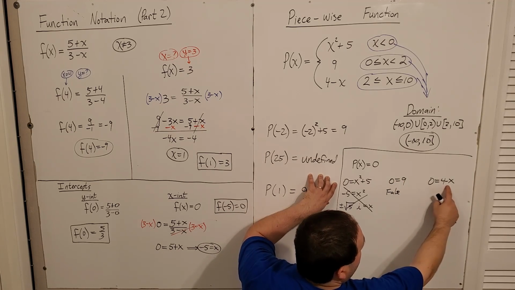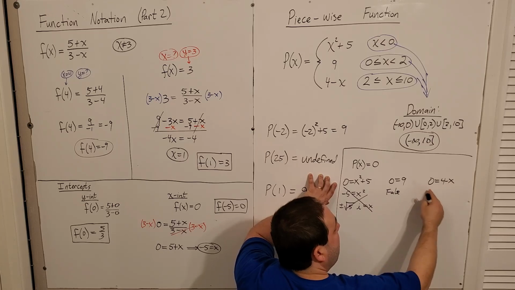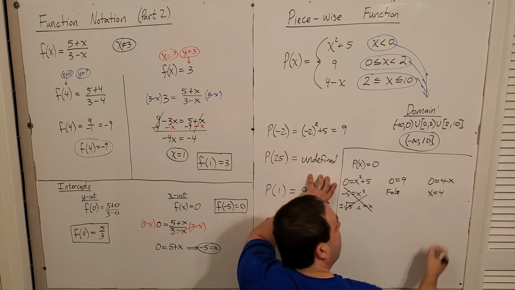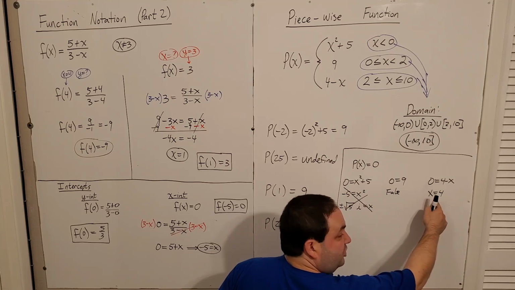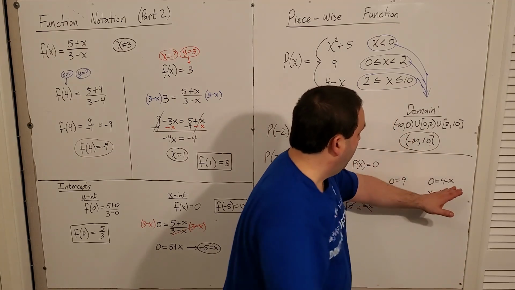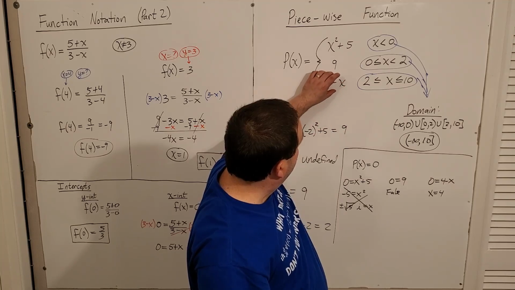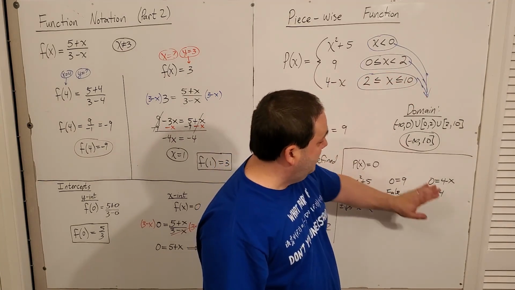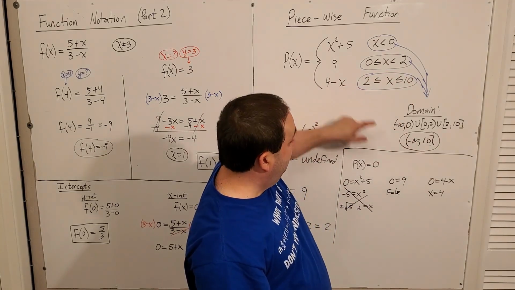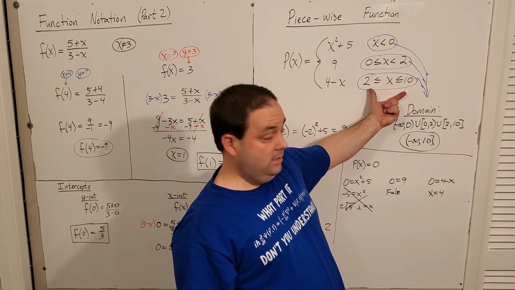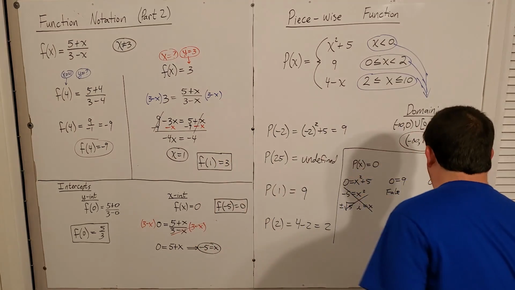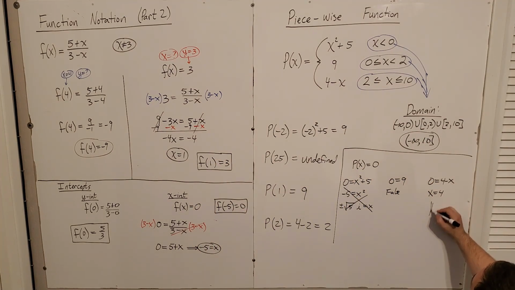Over here, 0 equals 4 minus x. If I add x to both sides, I get x equals 4. Okay? Now, I'm not done. Where did the 4 minus x come from? Right here. This is his decision. I now have an x to check. Is 4 in between 2 and 10? Yeah, it is. Well, then this is it right here. This is one of the answers that I could have gotten. P of 4 is equal to 0.